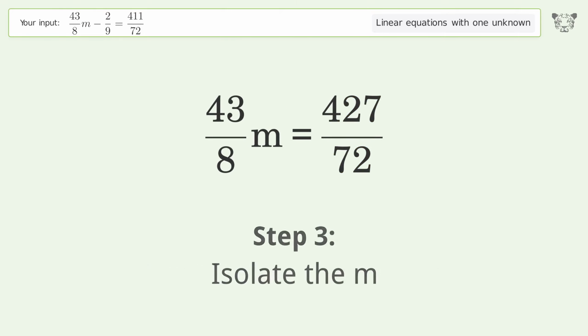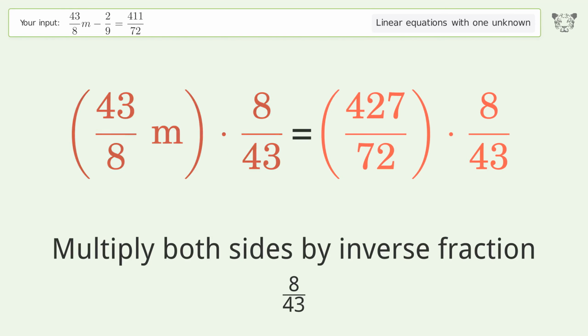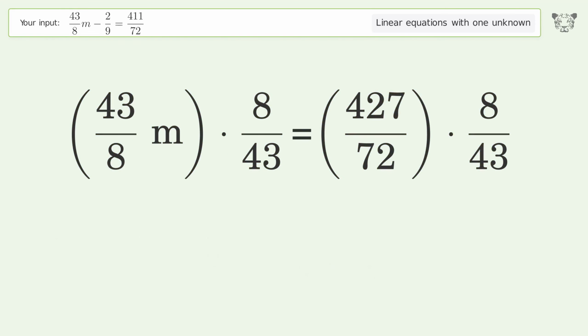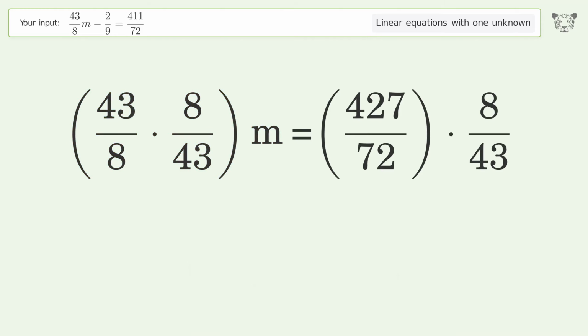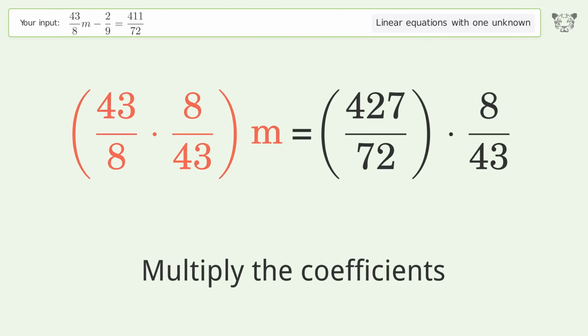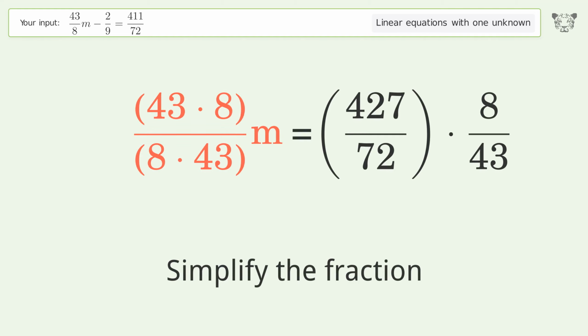Isolate the m. Multiply both sides by inverse fraction 8 over 43. Group like terms. Multiply the coefficients. Simplify the fraction.